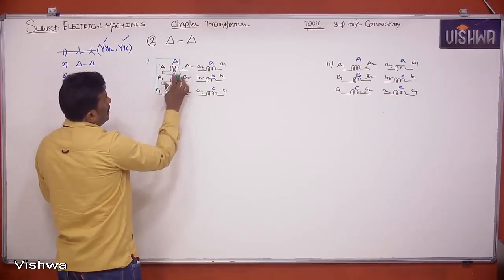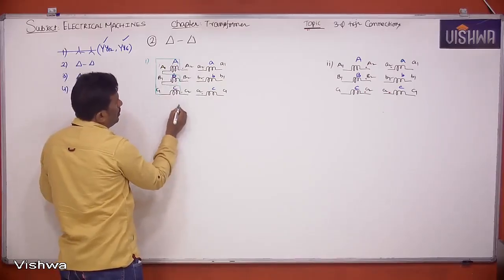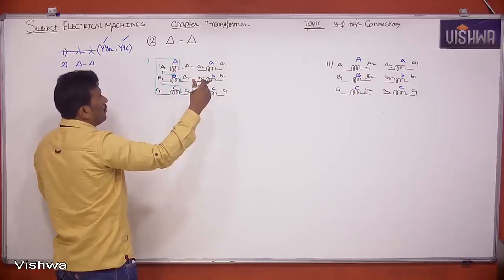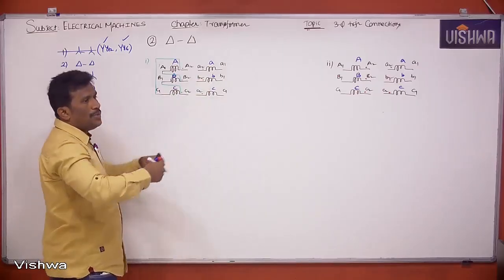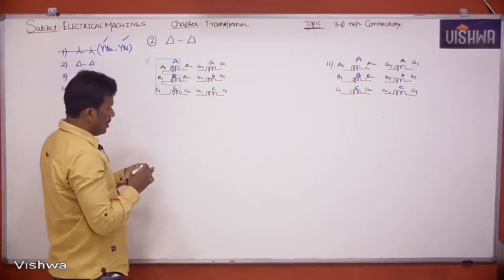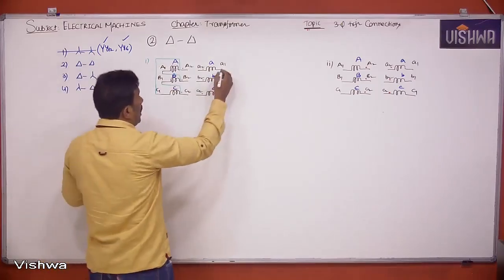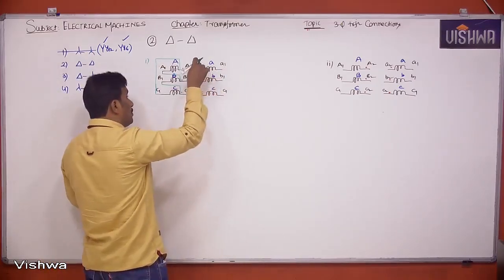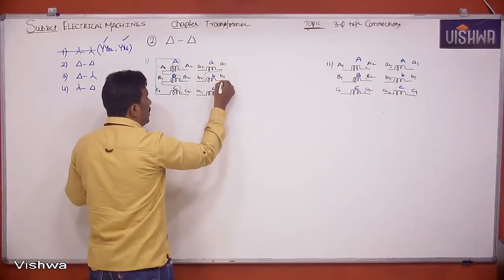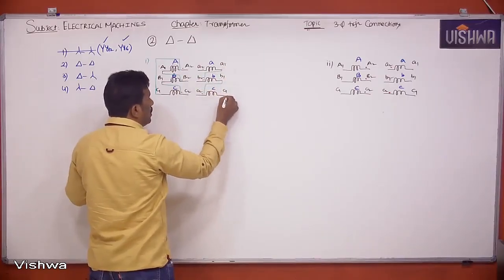You may think, sir, C1 means don't go from here to here, because A2, B2, C2 are the terminals where you are giving input. Those terminals should be outside. That's why from C1 to A2 you should go, right? And here, I'm just taking output also from A2, B2, C2. Undotted to dotted, undotted to dotted.